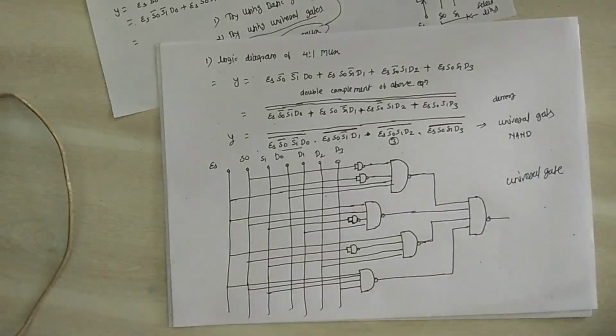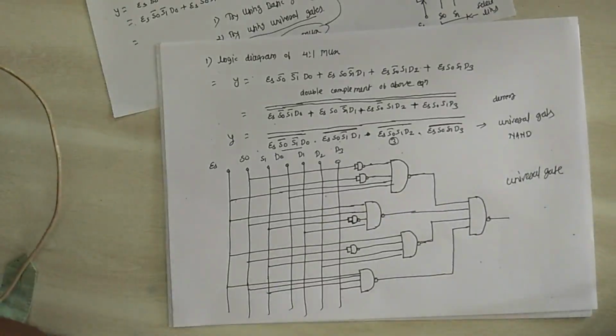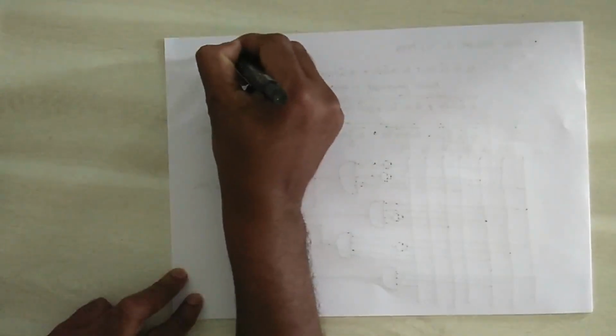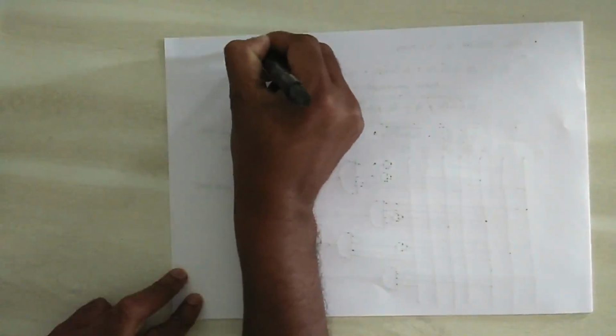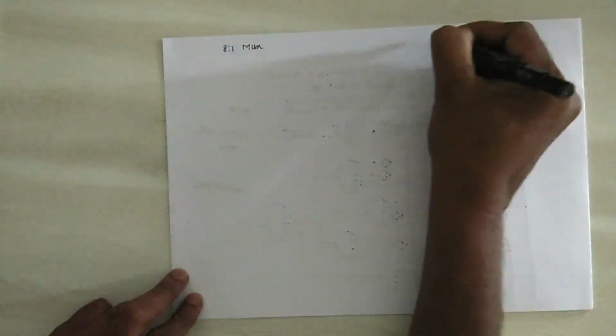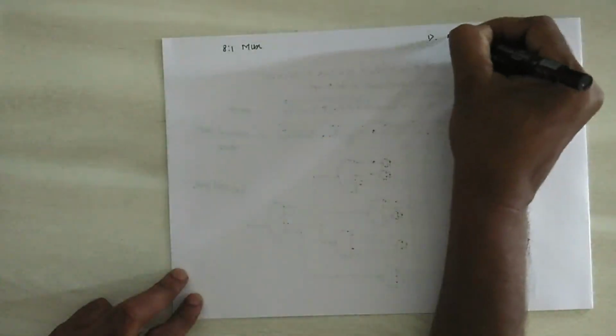Okay, let's go with the third point, that is the 8:1 mux. To start, first find the number of select lines.